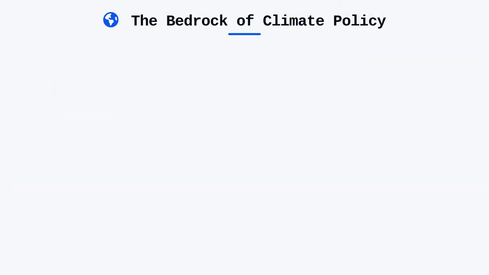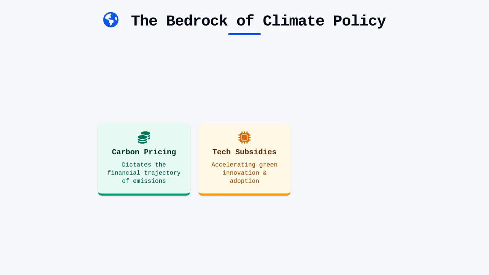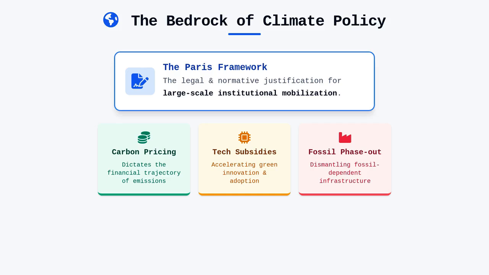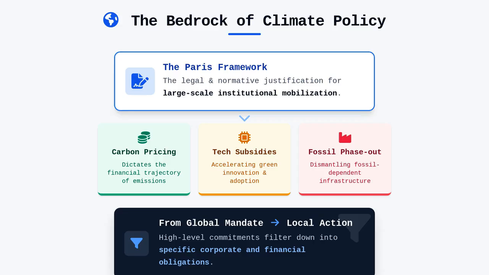As we continue our analysis, recognize that these international agreements function as the bedrock for all other climate policy instruments. They dictate the trajectory of carbon pricing, technological subsidies, and the inevitable phase-out of fossil fuel-dependent infrastructure. Without the framework established in Paris, the systematic push toward net zero would lack the legal and normative justification required for large-scale institutional mobilization. We will build on this understanding in subsequent sessions to see how these high-level commitments filter down into specific corporate and financial obligations. By keeping the global mandate in mind, you can better navigate the regulatory complexities that define the current climate risk landscape.